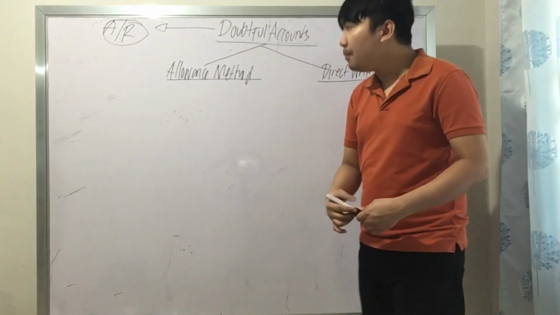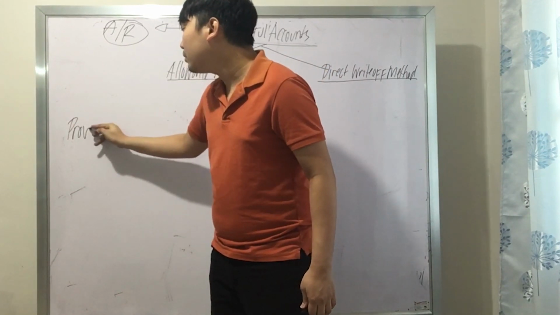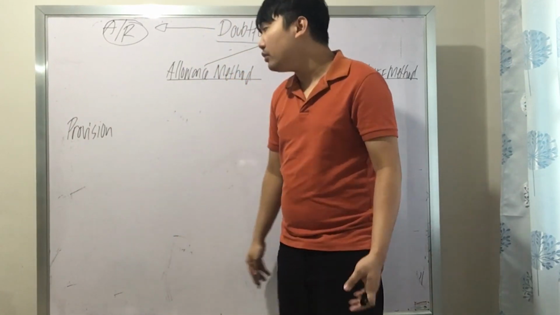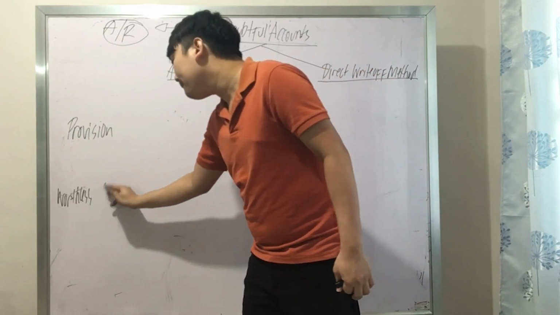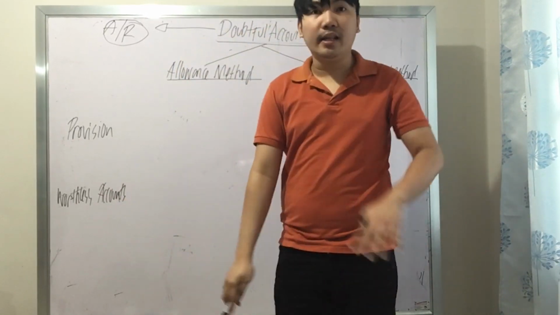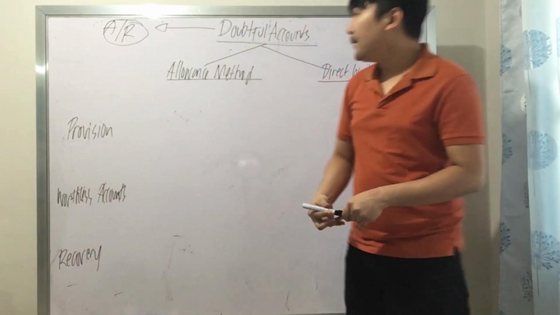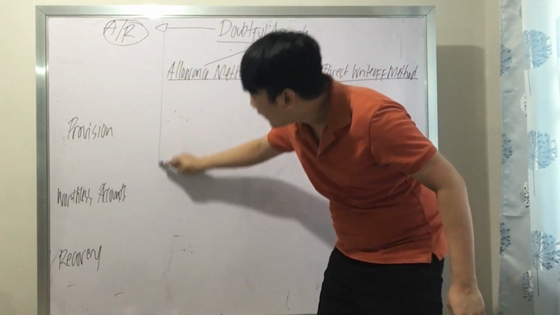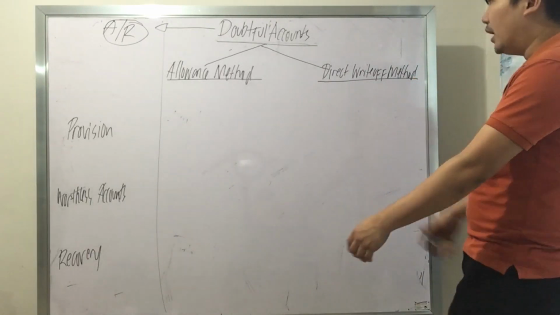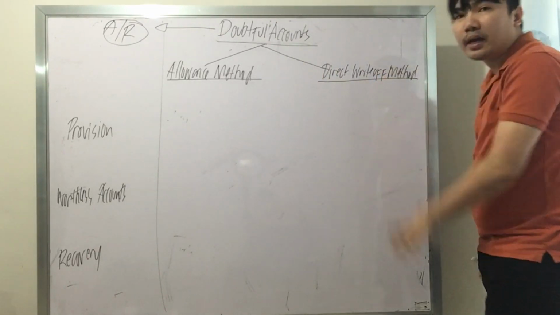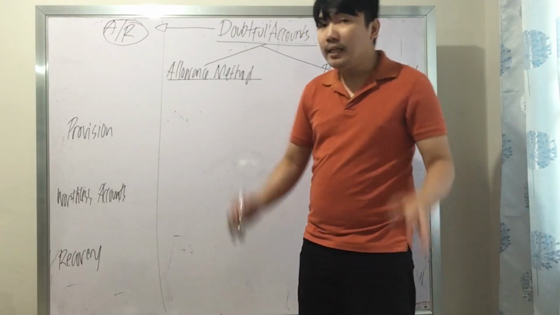Sabi ng learning objective mo, pag-usapan daw natin, class, yung tungkol sa provision, no, or yung mismong doubtful accounts, yung worthless accounts, no? Worthless accounts, and lastly, yung tinatawag nilang recovery, di ba? So, linawin muna natin, class. Bago natin pag-usapan, ano yung sa allowance method, ano yung sa direct write-off method, let's differentiate provision, worthless, and recovery. Tandaan nyo, class.